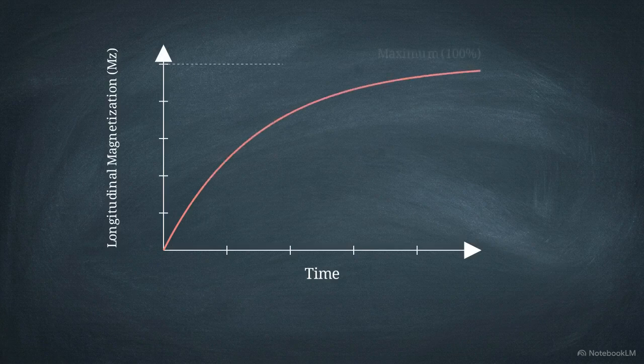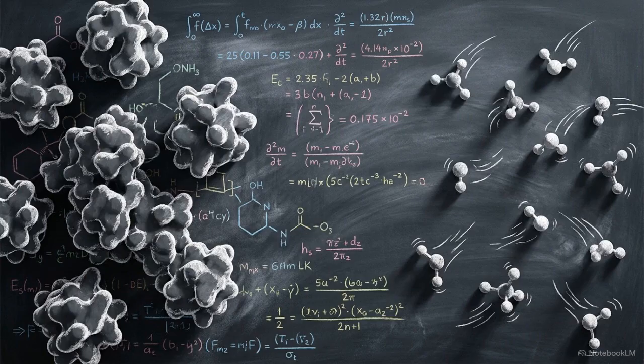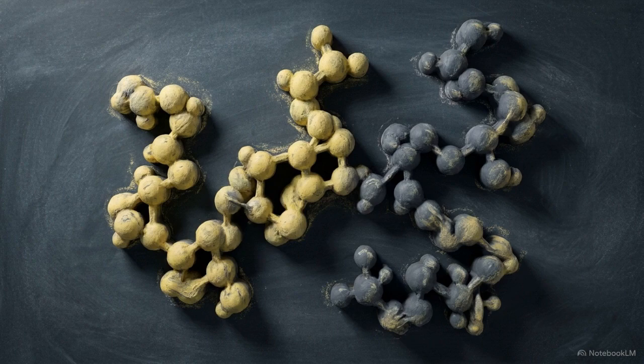To measure the speed of this recovery, physicists use a specific time constant known as T1. By definition, T1 is the exact duration it takes for the longitudinal magnetization to recover to 63% of its maximum value. The speed required to reach that 63% mark depends entirely on the physical size and kinetic energy of the surrounding molecules. Consider large macromolecular structures, like fat and protein.